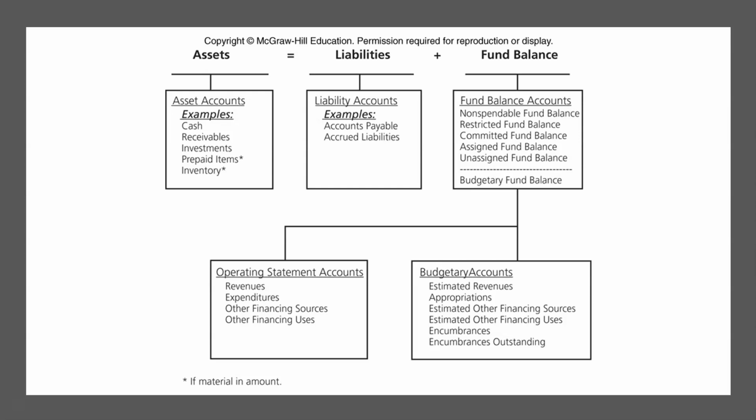So estimated revenues are tied to revenues. Revenues are credits. Estimated revenues have to be debits. Appropriations are credits because the expenses or expenditures are going to be debits. Okay, so the budgetary accounts, that's a big place where we see some confusion.